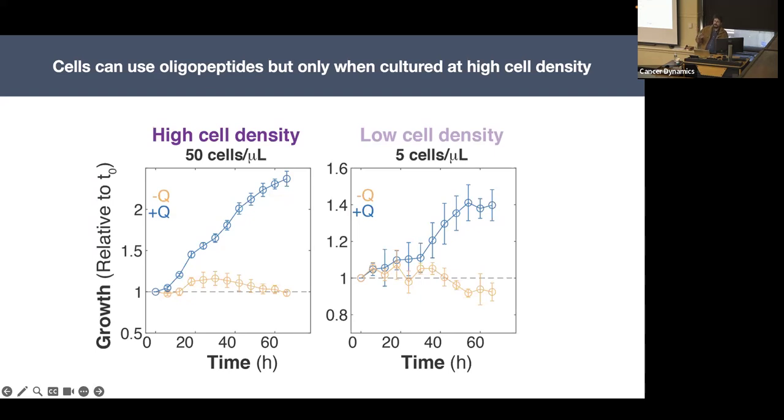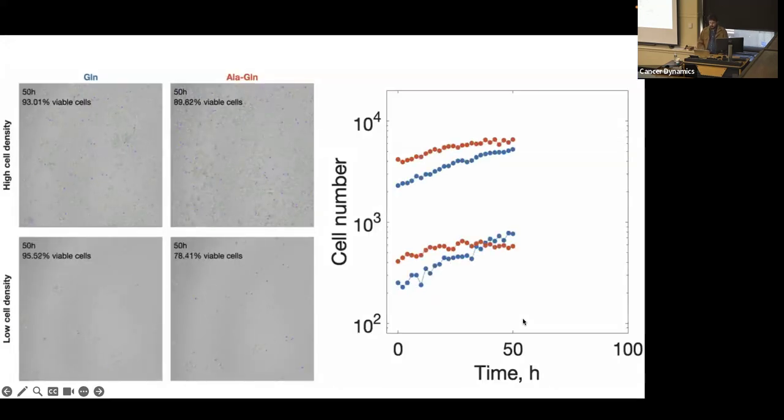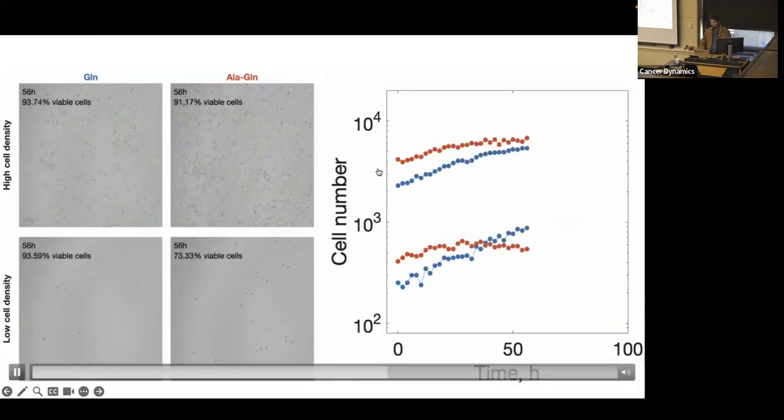So now we're going to add, instead of glutamine, this dipeptide, and this is what you see, right? At high density, they're super happy. They can grow on it almost as if it were glutamine, but at low density, they're completely unable to use it. Here's a movie of that. You can see these two populations at high density are almost the same, but in dipeptides, even if they start a little higher, they collapse after 2 days.